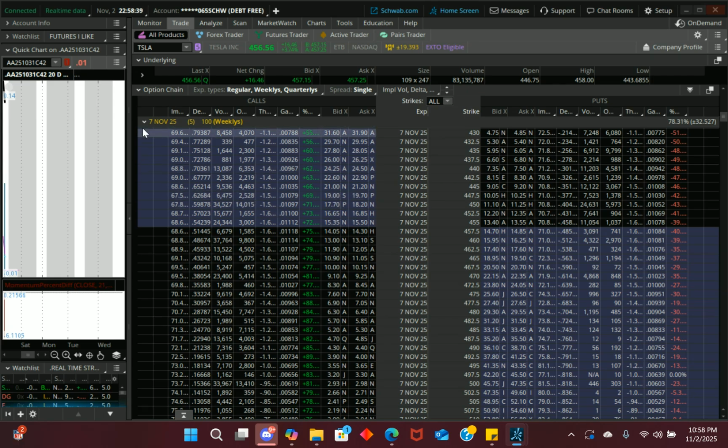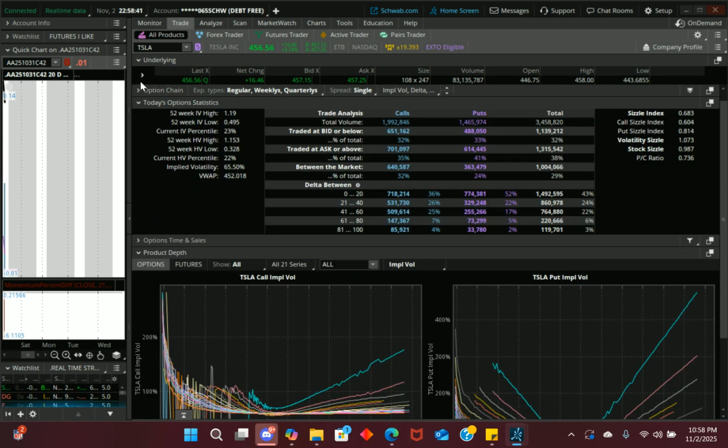Now here's a little cheat code that you can see in Thinkorswim. If you go to today's option statistics, from Friday, you have 1.9 million calls and 1.4 million puts. Let me just tell you, that is somewhat of a range. It's very close to each other.